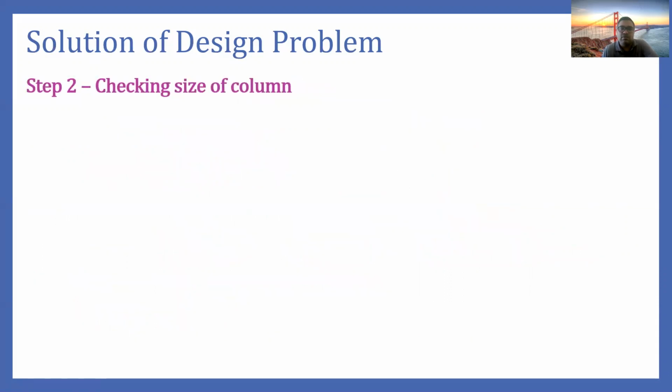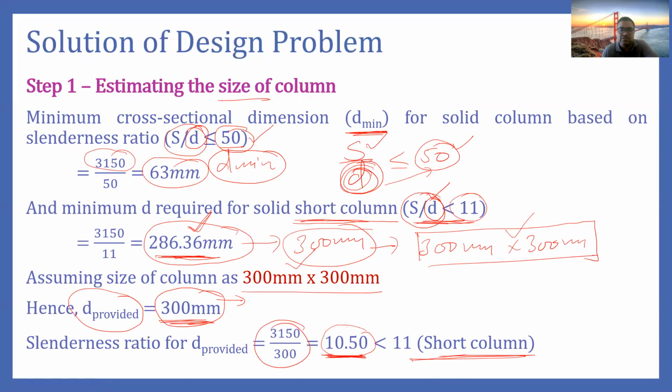Now in the second step, we will check whether this size of column is sufficient or not. We will first see what the required area of the column is for supporting the load, because our column is required to support 350 kilonewton. We will first find out that. Our area provided is the area we have adopted, 300 by 300 mm, and we will find out the area required.